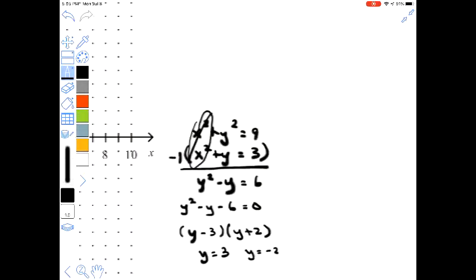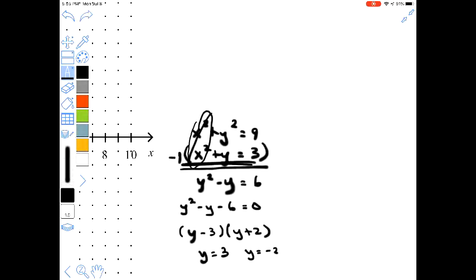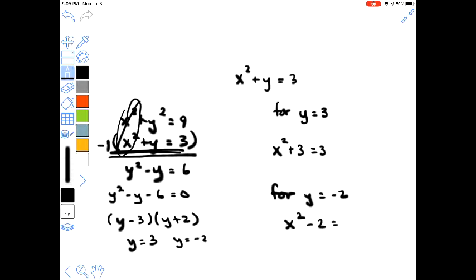So I'm gonna do this one, the quadratic and not the circle. So x squared plus y equals 3. I'm gonna plug in my y values now into this equation. So for y equals 3, I'm gonna get x squared plus 3 equals 3. But for y equals -2, I'm gonna get x squared minus 2 equals 3.